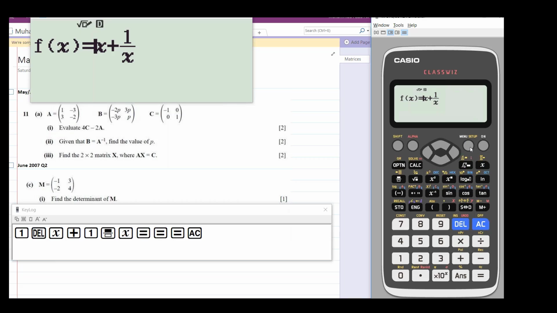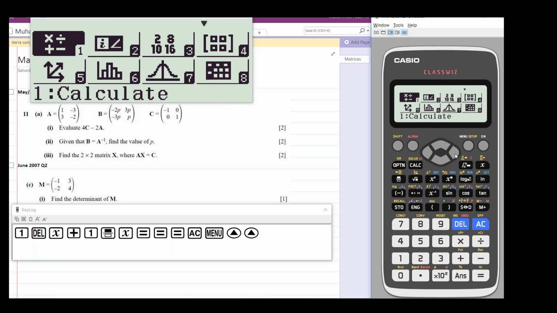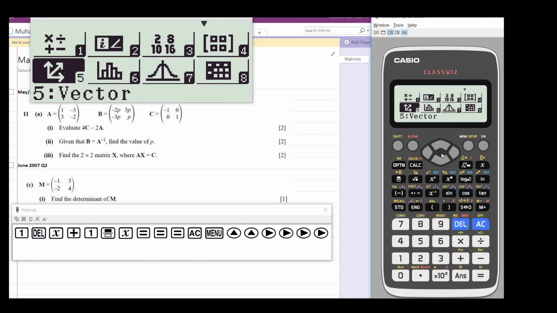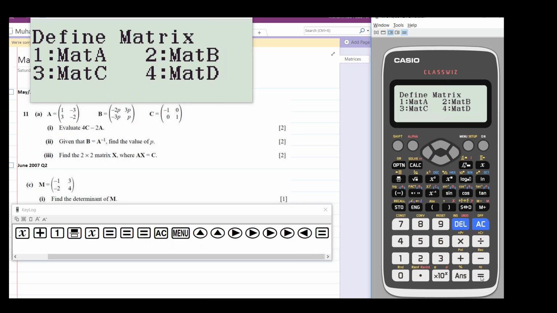So first of all, we need to go to the matrix menu. Press menu and then matrices. Scroll up, you can see the fourth option is matrices. It's here, matrices. Now we can define 4 matrices at a time. So let this matrix be A and this be C. So I will select define matrix A, 1.